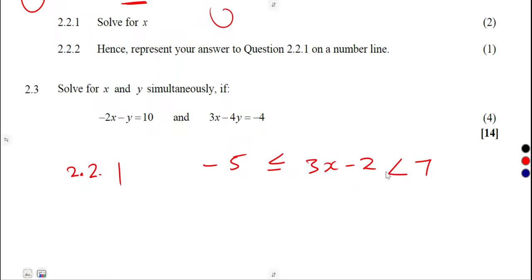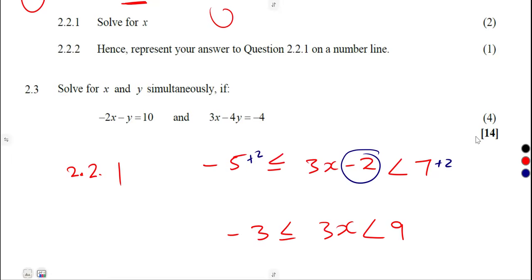So you can solve this one directly. Let's get rid of the negative 2 here. We take it to the other side, it's going to be positive 2. So that's minus 5 plus 2, which is minus 3. Then we have 3x is less than 7 plus 2, which is 9. There is 3, which is affecting x.